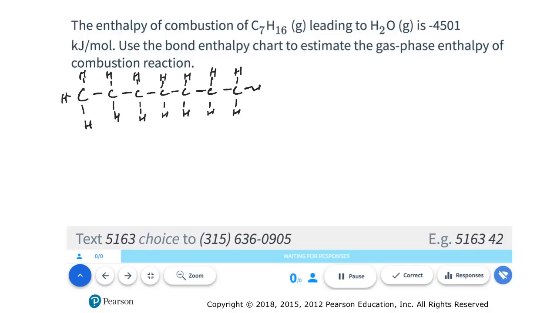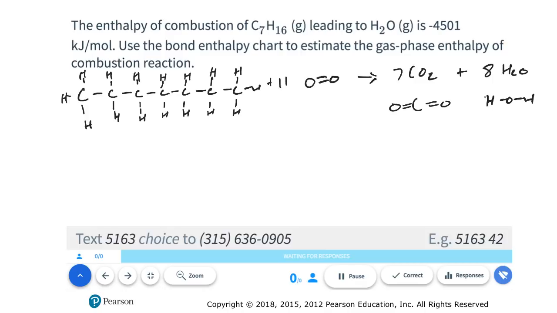We know this structure from Chapter 3. So we're reacting this with oxygen to form the 7 CO2 molecules and 8 waters. So we're making 7 double bonded CO2s and then 8 single bonded OH bonds. And so to balance this reaction, we needed 11 oxygens.